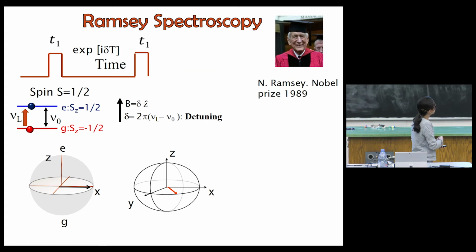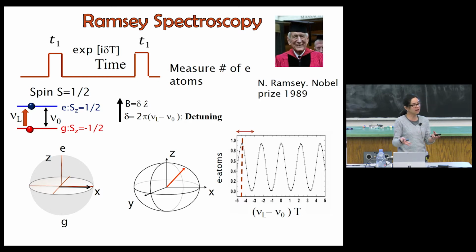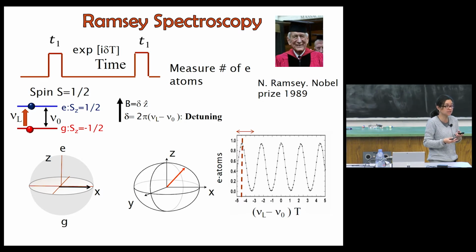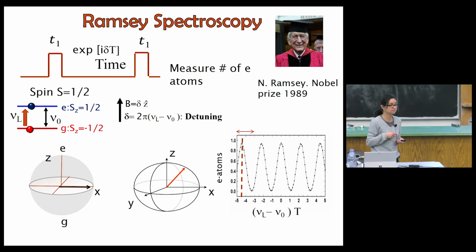This phase is measured by transferring the coherence into population with another pulse. We measure the number of atoms in the excited state. We see what is called a Ramsey fringe, and this Ramsey fringe oscillates with a frequency that is proportional to the detuning. And by knowing that, this is the way that we can lock the laser with the transition frequency, and that's how we measure what is going on. This is the feedback mechanism that we use to lock the laser with the atoms.